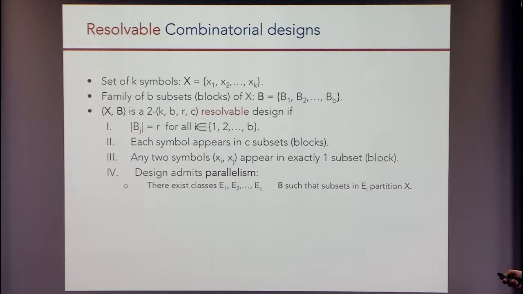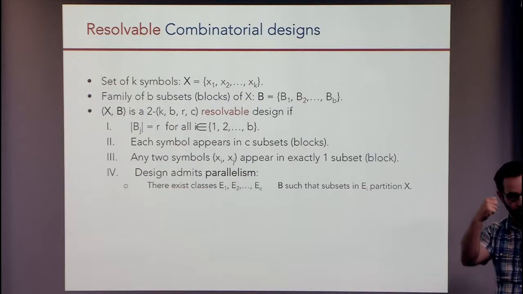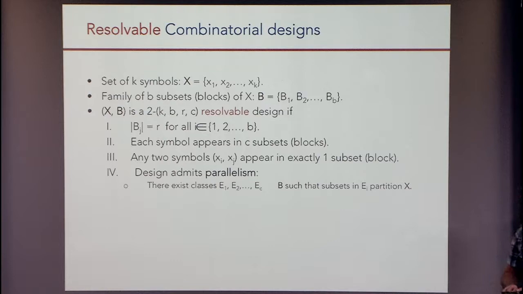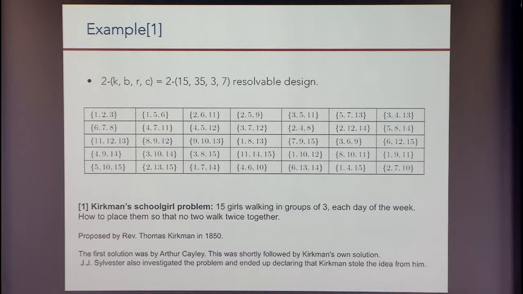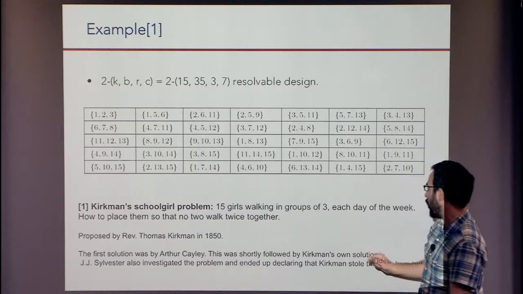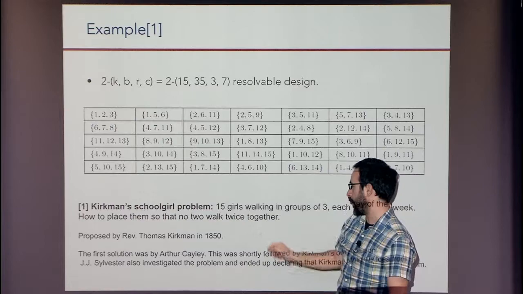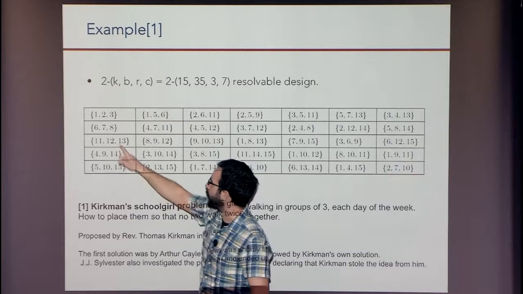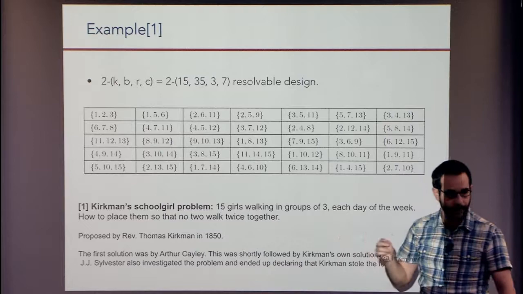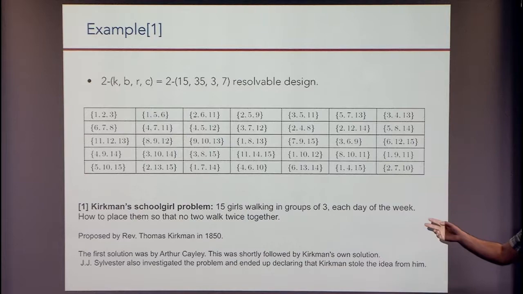The other thing that is interesting is something called resolvable designs. Resolvable means that your groups, if you set them, form a full partition of your symbols. So this is resolvable combinatorial designs. And a famous example that's kind of a fun problem is this one. You have 15 girls who will walk in groups of three each day of the week. The problem was how to place them in groups of three so that no two of them walk together twice, right? So this is Monday, Tuesday, and you see one and two walked together, so they're never allowed to walk together ever again. This problem has a fun story, probably more fun than the problem itself, because Kirkman proposed the solution and Sylvester said that, oh, you stole my solution, all that. So there's a fun story about this on Wikipedia.